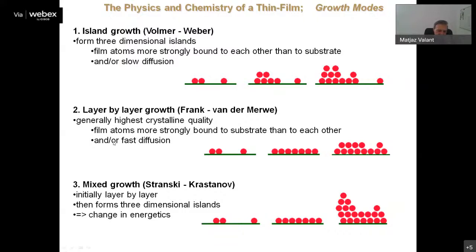Now, if it is the other way around, if the atoms are more strongly bound to the substrate, then they will form layer by layer growth. They will first cover all the substrate, and then the second layer will start to grow. But if there is something in between, then we can also get so-called mixed growth, when we grow a layer, but then we start to grow also the islands. So all that is important to understand what kind of morphology of the thin films we can grow. And when we start producing first thin films of an unknown or new compound, we have to understand what mechanism of growth we can achieve. Normally, we have very little control over this, and we have to take it as it is.